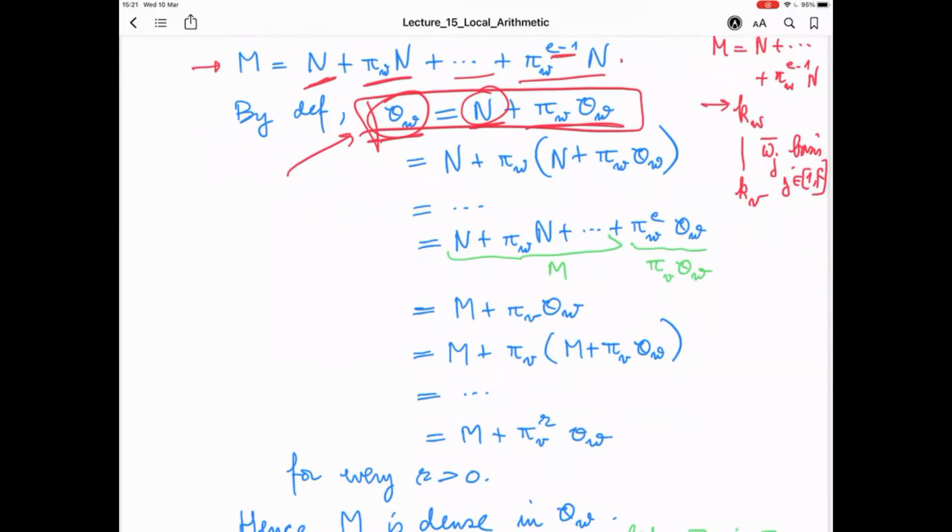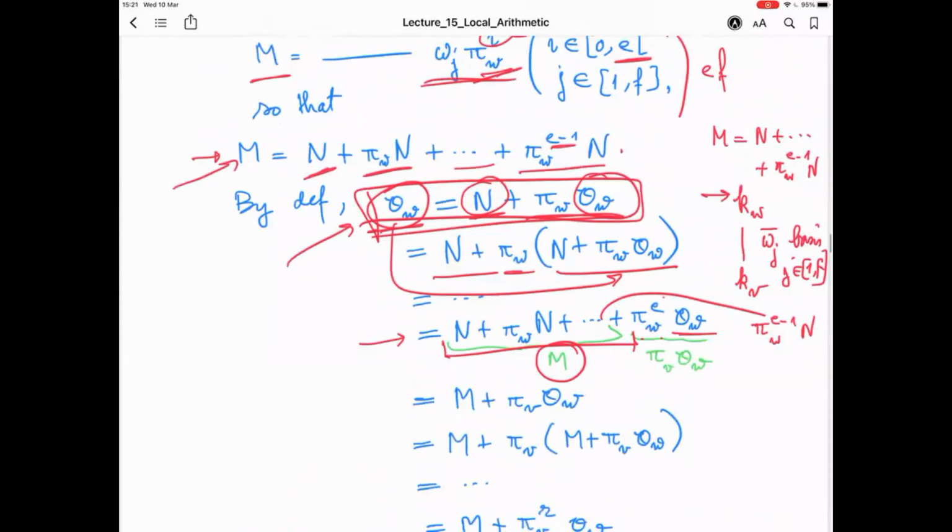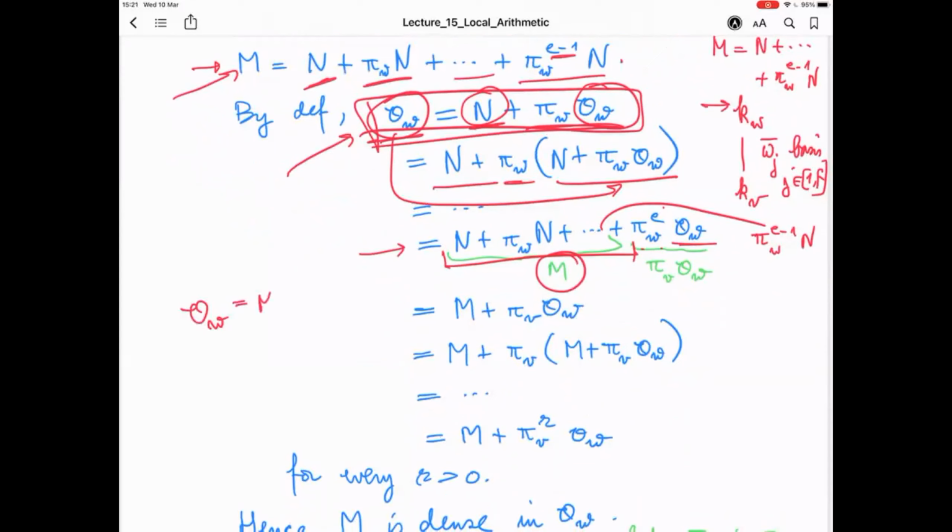Okay, so now let's plug back this first equation here. I can write OW as N plus pi W times N plus pi W OW, and I then plug back this OW again here. In this way, after a certain number of steps, I'll get this expression: N plus pi W times N, and so on all the way up to pi W to the power E times OW. The one just before that is pi W to the power E minus 1 N. But these first E terms give me M by definition. So I can write OW as M plus pi W OW. It's not pi V here, it's pi W here.